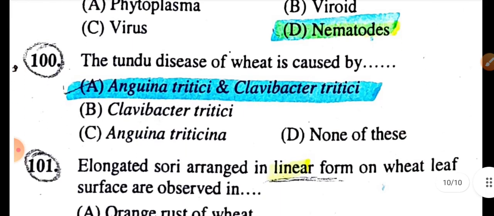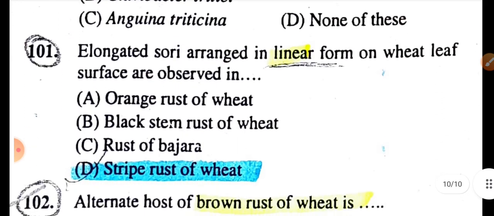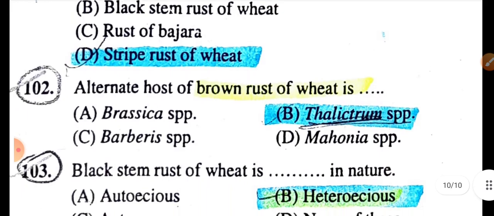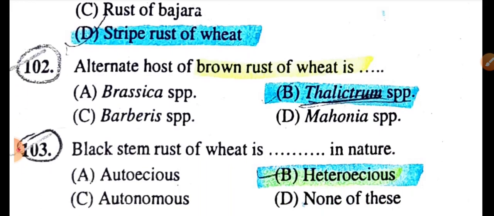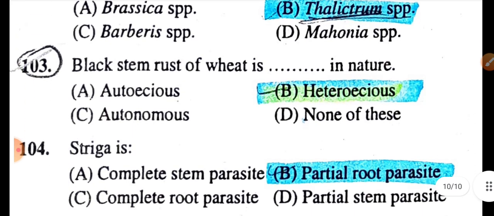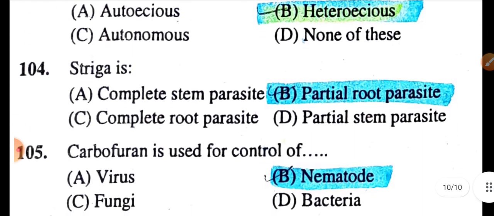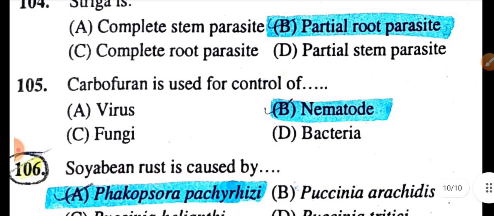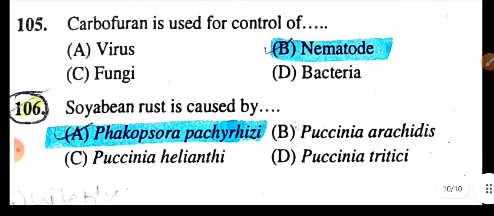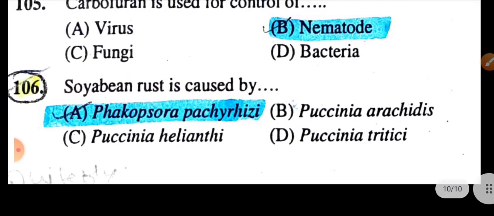The Tundu disease of wheat is caused by Anguina tritici and Clavibacter tritici. The elongated sori arranged in linear form on wheat leaf surface are observed in stripe rust of wheat. The alternate host of brown rust of wheat is Thalictrum species. Black stem rust of wheat is heteroecious in nature. Striga is a partial root parasite. Carbofuran is used for control of nematodes. Soybean rust is caused by Phakopsora pachyrhizi.